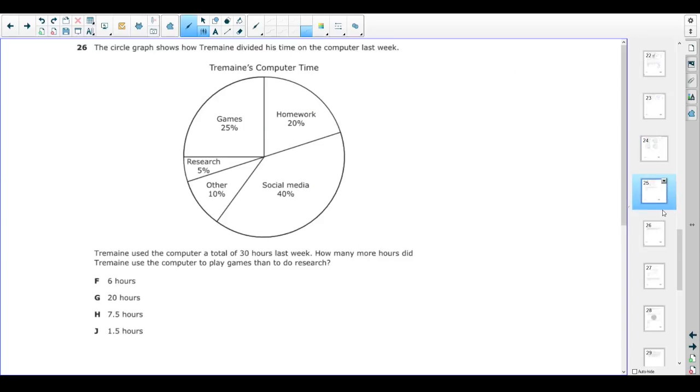Alright, the circle graph shows Tremaine's time on the computer. He spent 30 hours. How many more hours did he use the computer to play games than to do research? Okay. So let's go the easy way. We were comparing games to research. So if I don't even look at numbers, if I just look at percentages, what is the difference between those two? 25% minus 5% is 20%. We spend 20% more time playing games, and then I just need to convert that into hours.